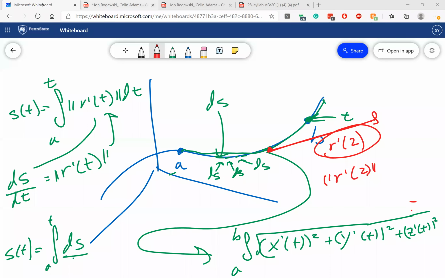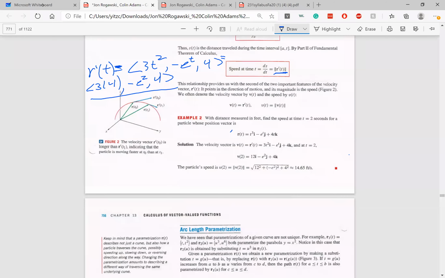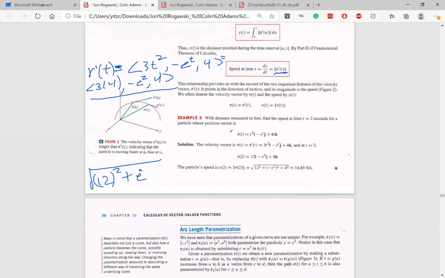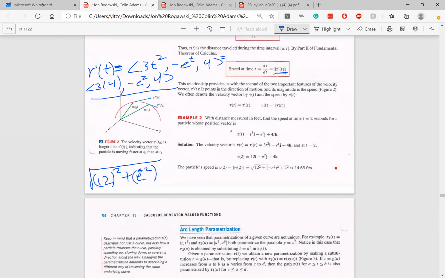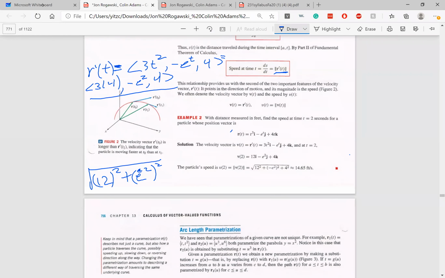So same thing in our case. The magnitude of this is going to be the square root of 12 squared plus e to the 2 squared plus 4 squared.